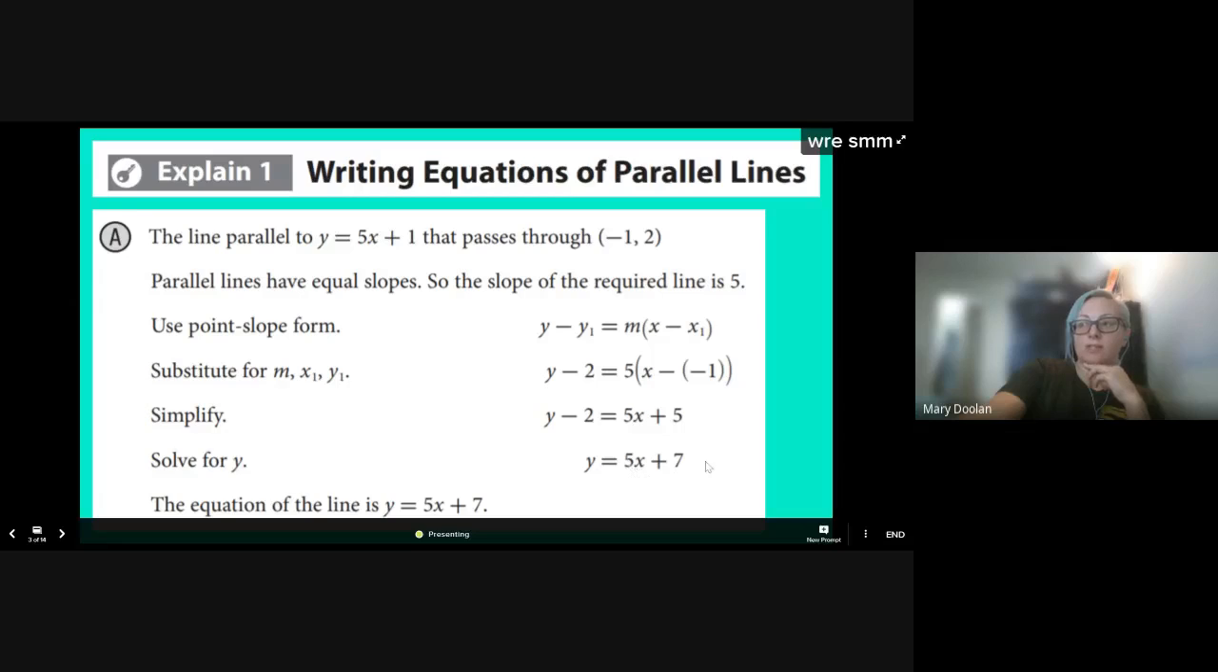So y is equal to 5x plus 7. And that's the equation of the line that is parallel to y equals 5x plus 1 that also passes through the point -1, 2.